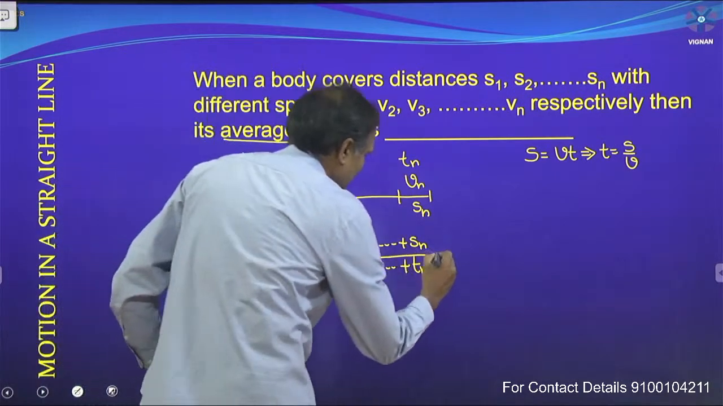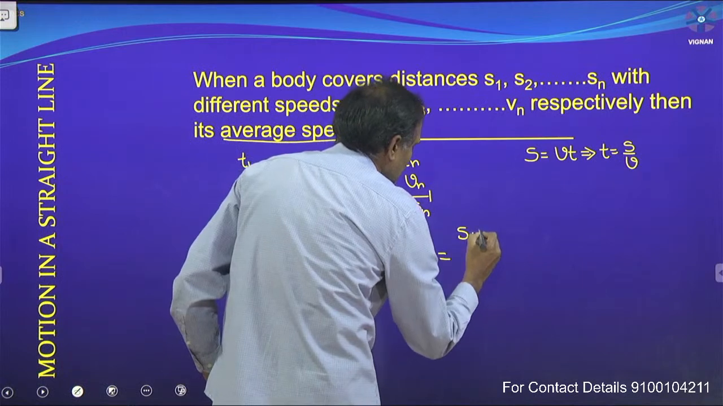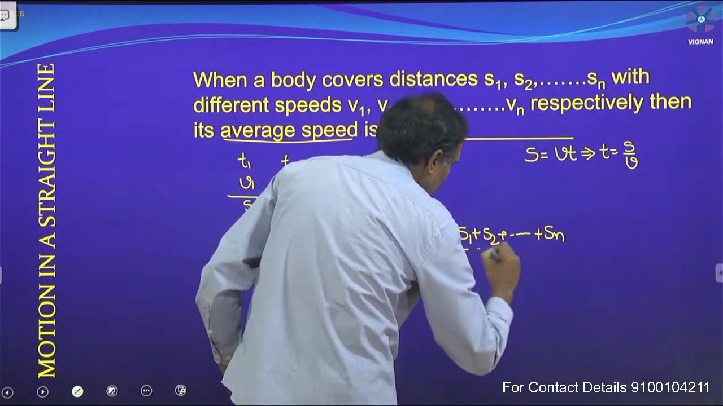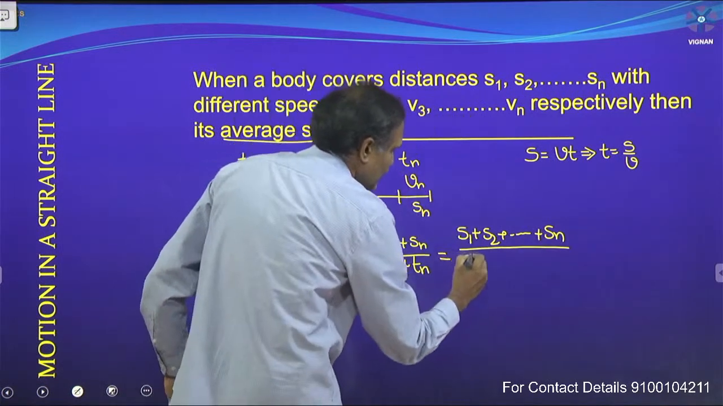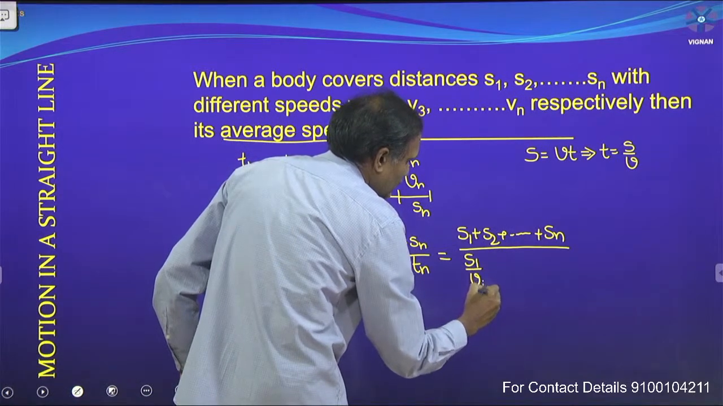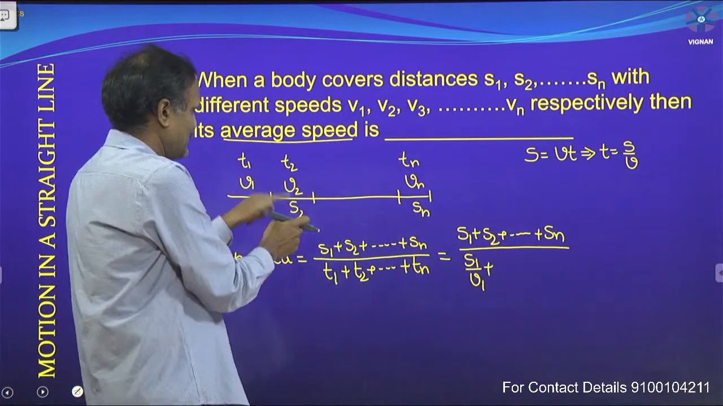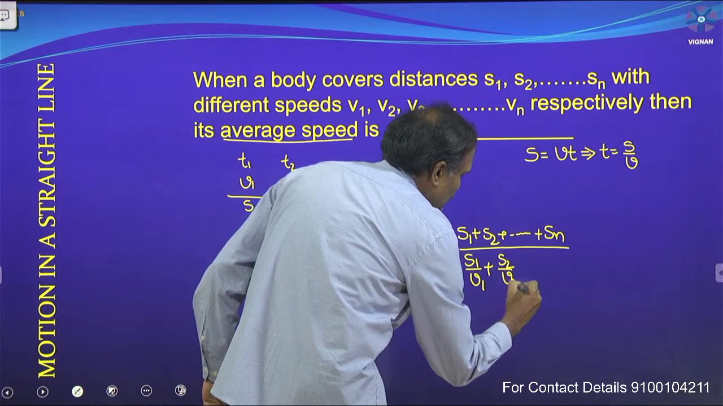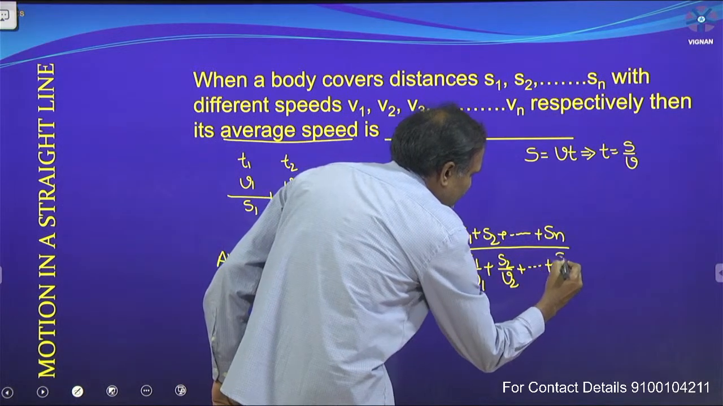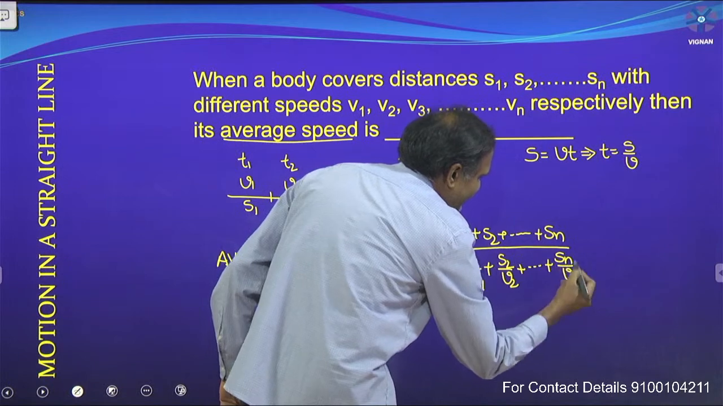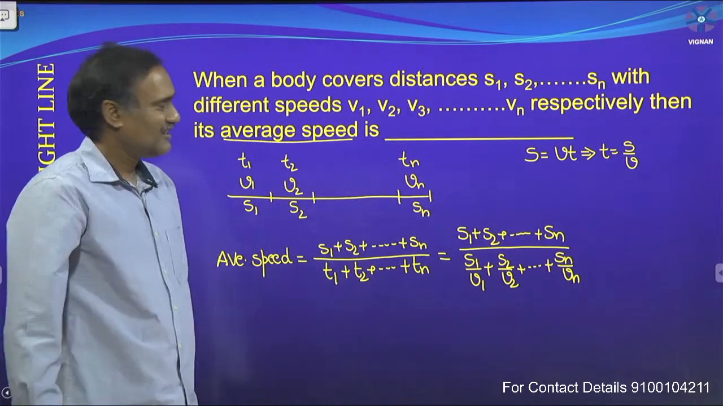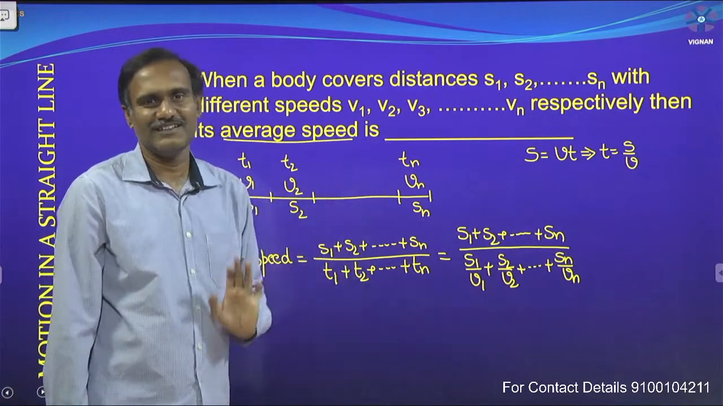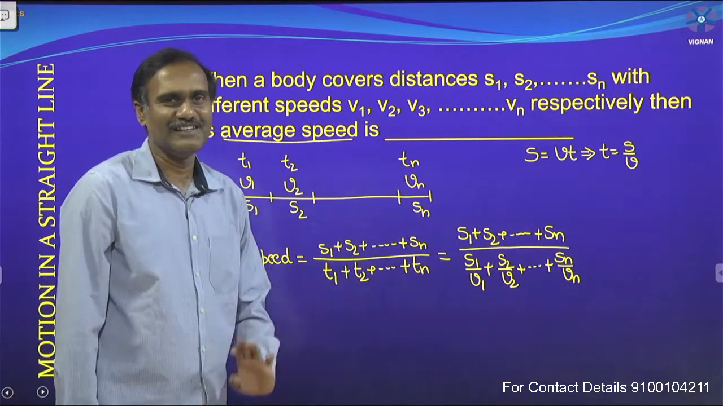Now, you substitute it. S1 plus S2 plus so on Sn whole divided by, instead of T1, S1 divided by V1, T2, observe this, S2 divided by V2 plus so on Sn divided by Vn. That's enough. We calculated that average speed in terms of S and V. It is also very simple.